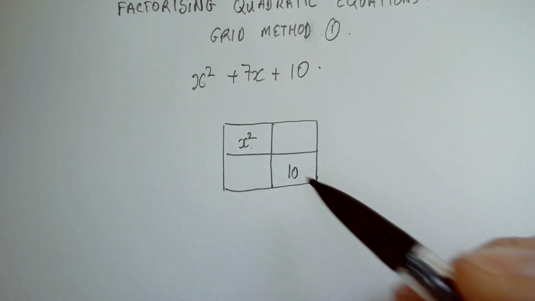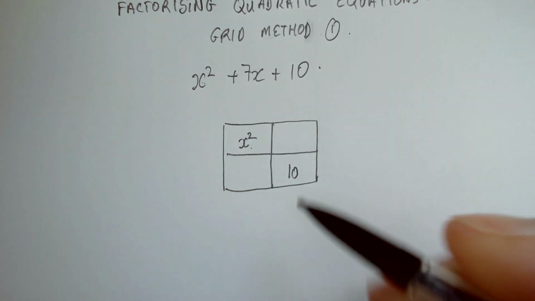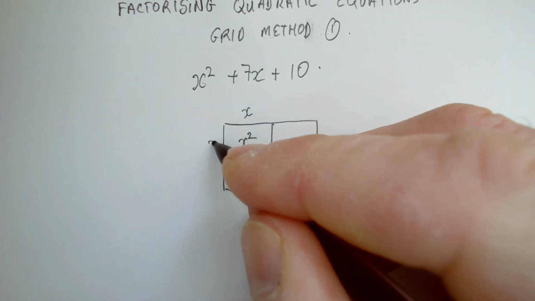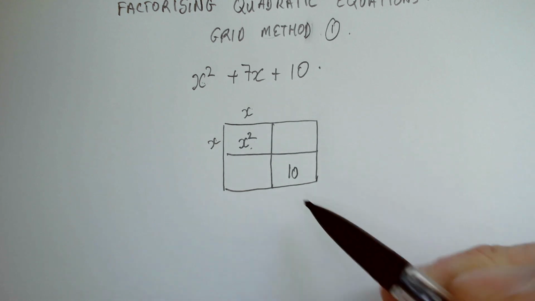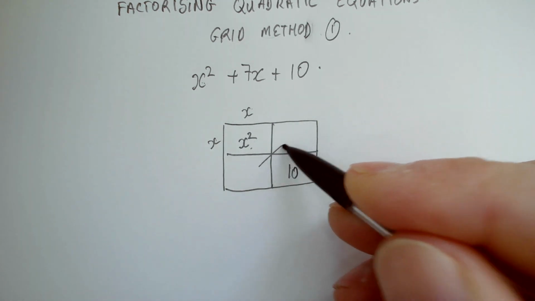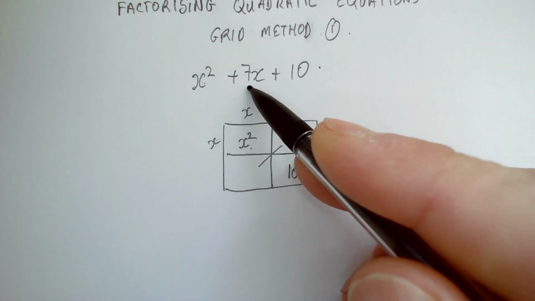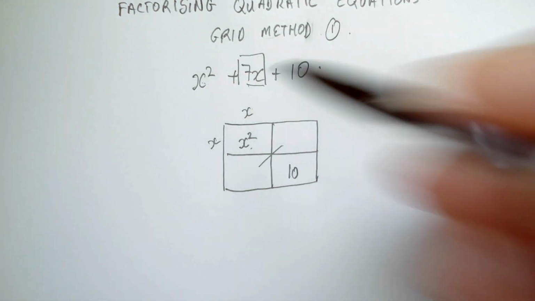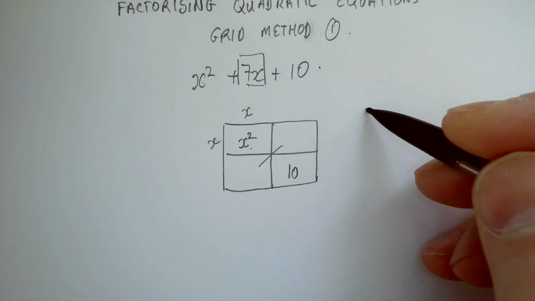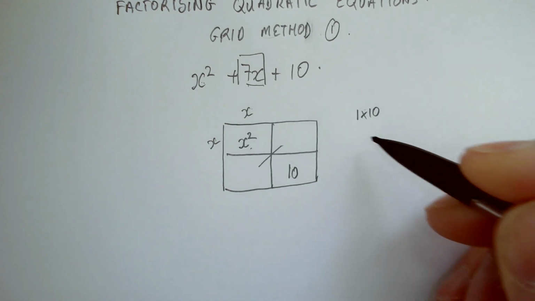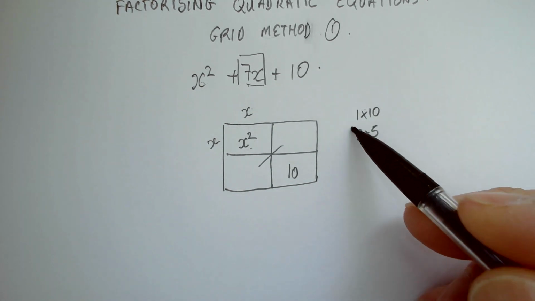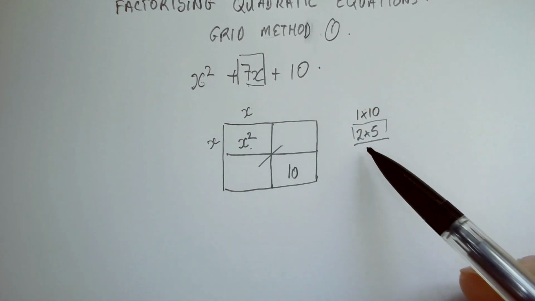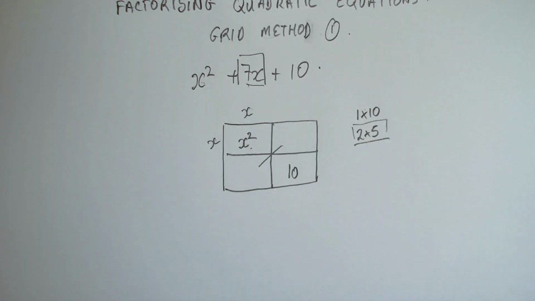So what are the factors of x squared? Well, x times x will give us x squared. We have our 10, and then the sum of these two squares is going to give us our 7x. So how are we going to get that? Well, the factors of 10 are 1 times 10 and 2 times 5. Let's look at 2 times 5, because I know that you know that 2 plus 5 is going to give us 7.